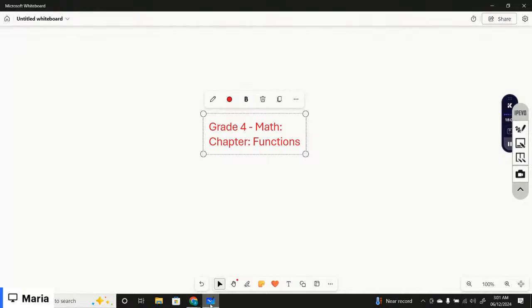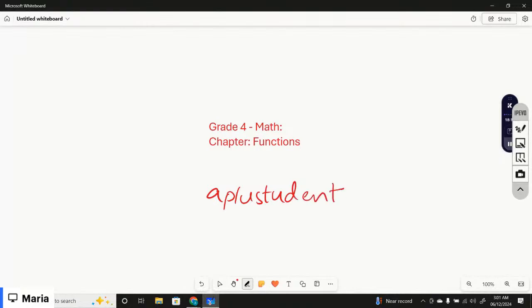We are here for grade 4 math. You can find all the lessons on aplusstudents.com. You have to log in there using your email address and password as provided by the administrator. Then you have to select math from the subject tab. Scroll down to grade 4 math and then click on view all lessons. There you can find a list of the chapters. We're going to start with the chapter functions.